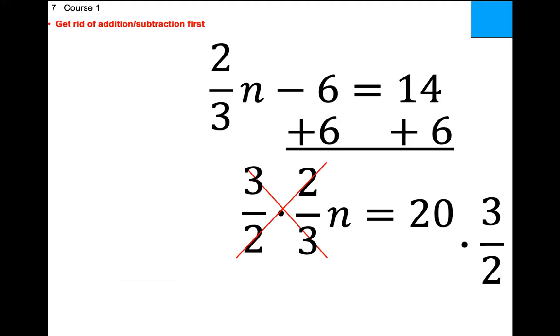And on the right side, what do we do with the 20? We put a 1 under it. And we're going to cross reduce 2 and 20. 2 goes into 2 once. 2 goes into 20, 10. And 10 times 3 is? 30. So it's a 2-step equation.